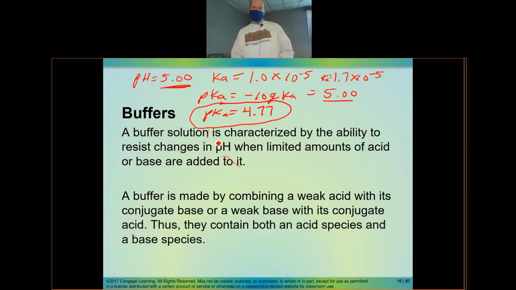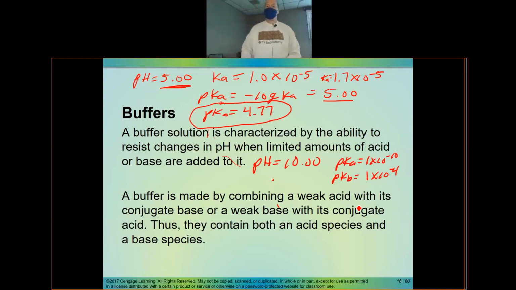Again, it's going to resist changes in pH. If you wanted a buffer that had a pH of 10, now you're looking for a pKa of 10. Actually, you're looking for a pKb of 4. If you're looking for a Ka that is 1 times 10 to the minus 10, that would be a pKa of 10.